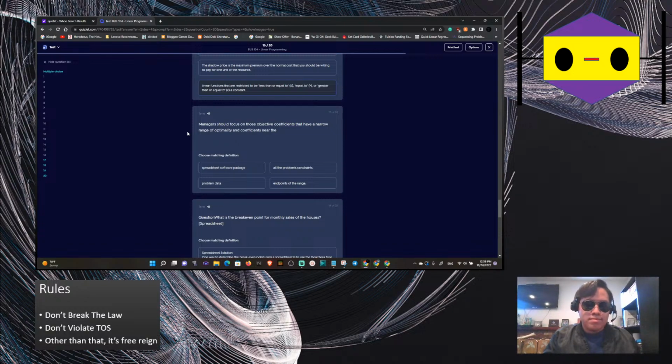Good? Yeah. Okay. Managers should focus on those objective coefficients that have narrow range of optimality and coefficients near the what? All the problem's constraints. Why? Because if they go beyond the constraints, it will be out of control. Okay, let me ask you a question. Why is it not the endpoints of the range? Oh yeah. Endpoints of a range. That's a limit. Oh yeah, you're right. The endpoints of a range. I'm correct?